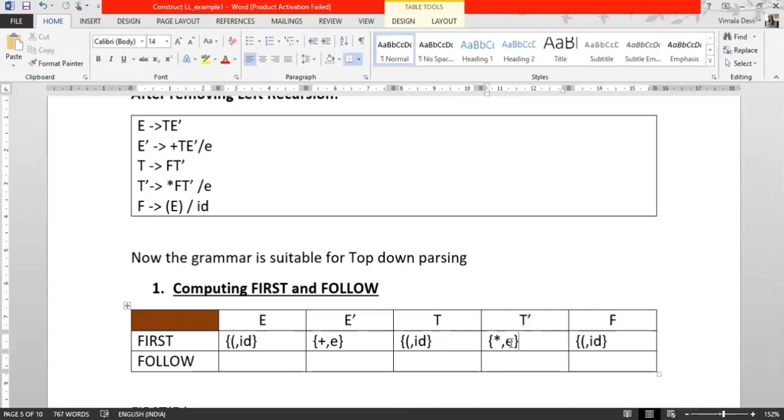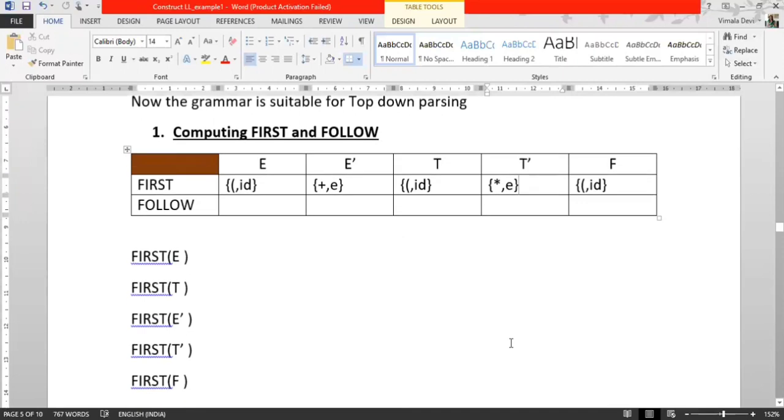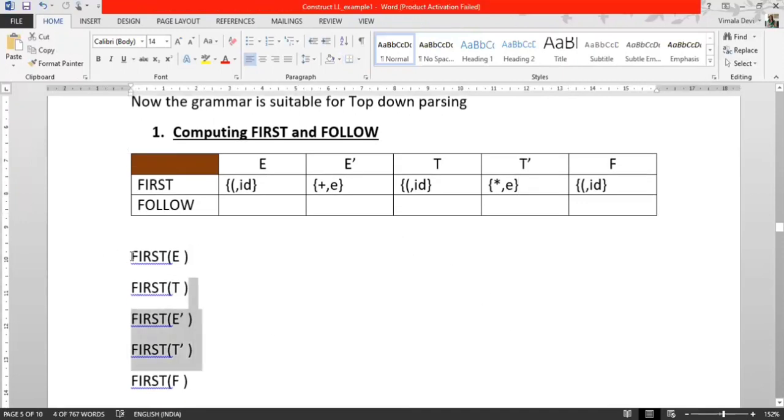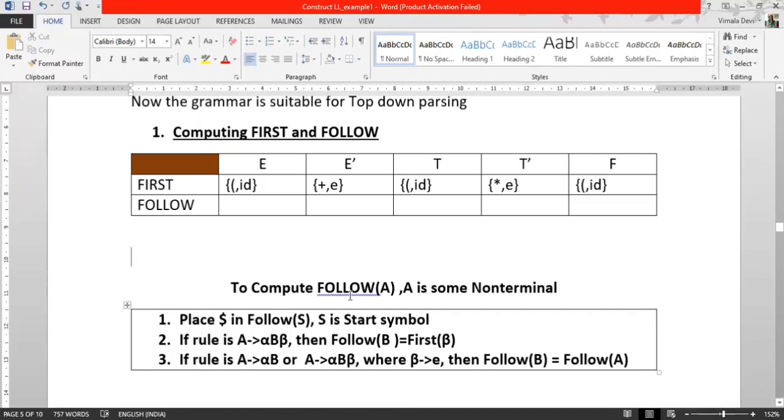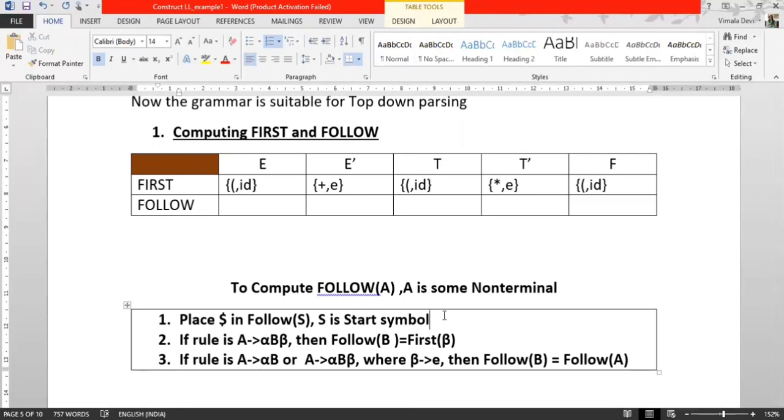Now let us start computing the follow set for all the symbols. Before computing the follow set, let us refresh once again the follow set rules. How to compute the follow set? To compute the follow of a variable, these are the 3 rules. The first rule says that by default, place the dollar symbol in the follow set of S, provided S is the start symbol. If the production rule is of the format A derives alpha B beta, when you try to compute follow of B, if there are some symbols following B, then follow of B is equal to first of beta.